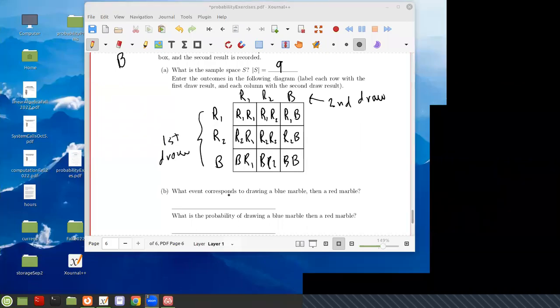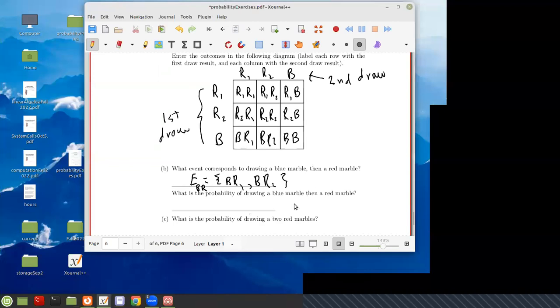Okay, so now that you've considered this, if we can draw a blue marble, we have to be in this row, right? And then a red marble has to be either this event or this event. So this event here would be blue, red 1, blue, red 2, because those are the only ways you can get first a blue, then a red marble.